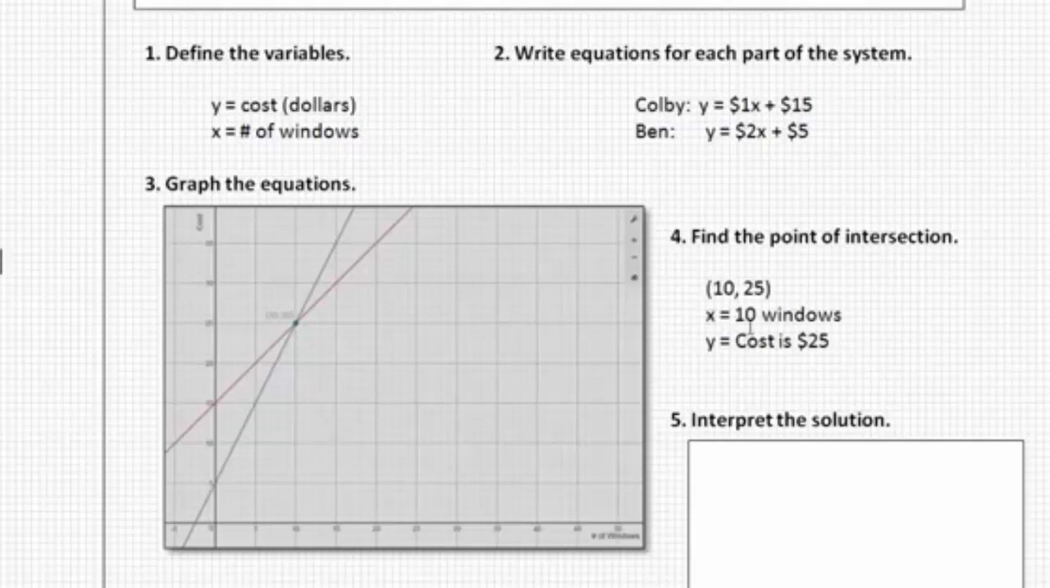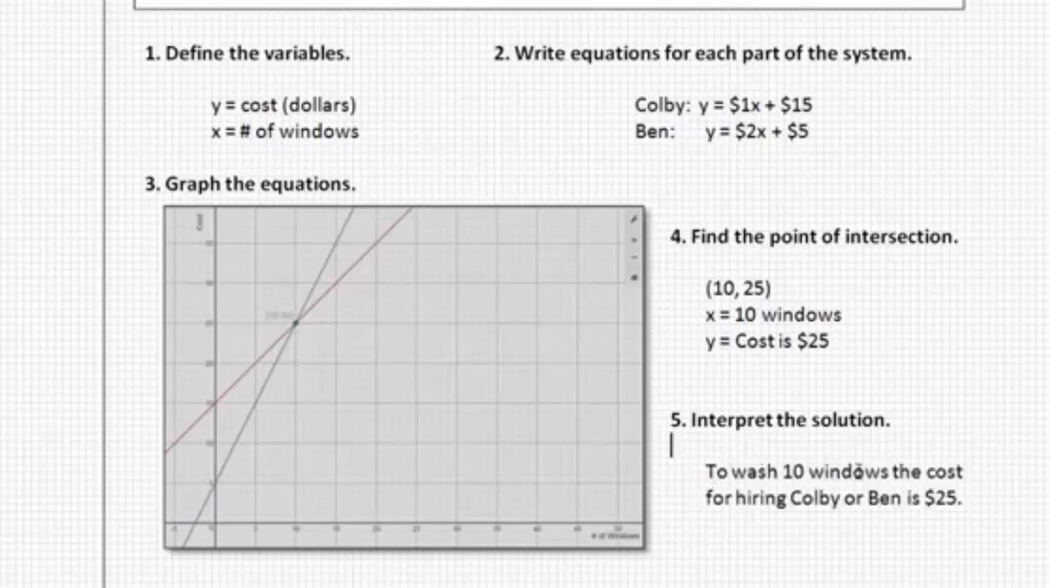And so again, just kind of putting this in context, this 10 represents that at 10 windows, y is representing the cost of $25. But what does this mean in relation to hiring Colby and Ben? So taking step 4 and going a little bit further with it, we could say that to wash 10 windows, the cost for hiring Colby or Ben is $25. So if I decide to hire them and I only have 10 windows at my house that I need them to wash, then it doesn't matter if I hire Colby or Ben, the cost is going to be the same.